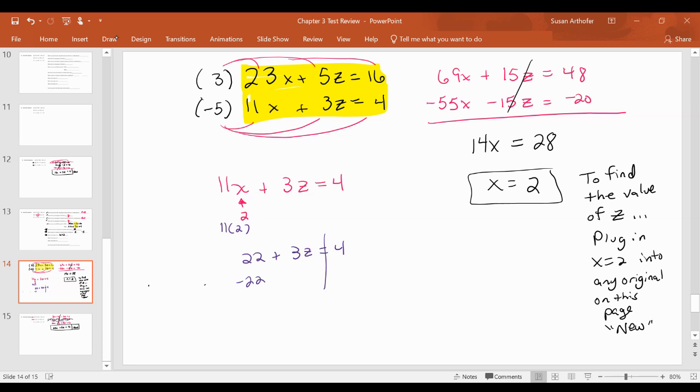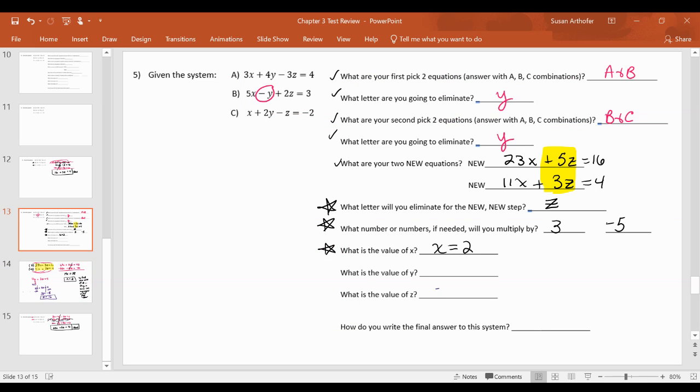If you subtract the 22 from both sides, 3z is equal to negative 18. And 3 times what is negative 18, or divide by 3 on both sides? Z would equal negative 6. So far we have x equals 2 and z is equal to negative 6. So I'm going to go back. Z is equal to negative 6.